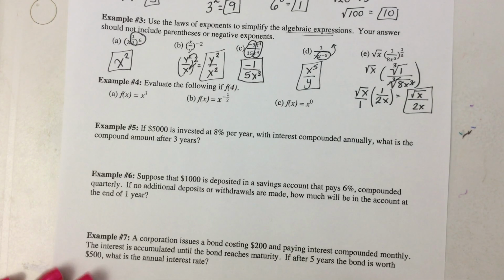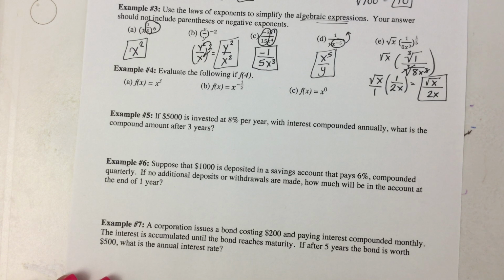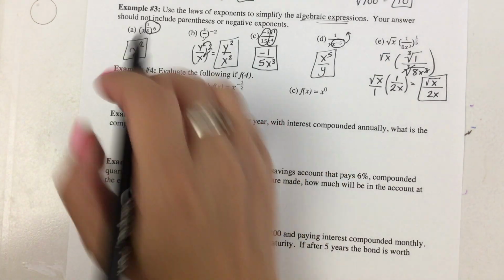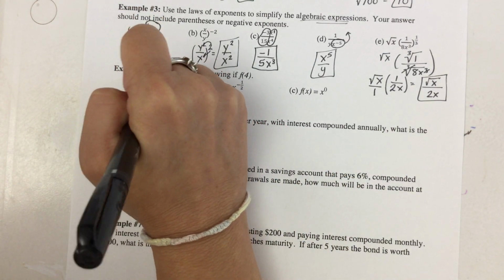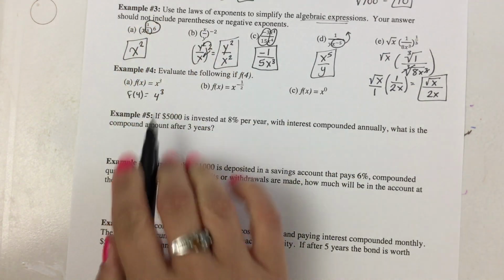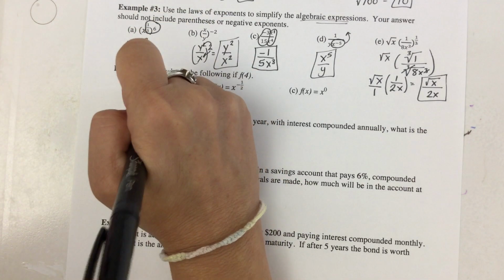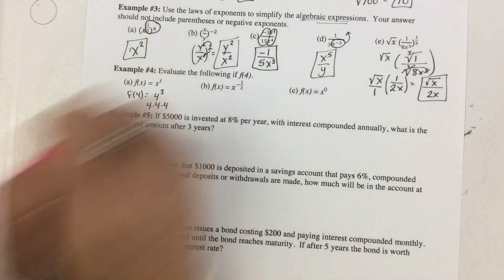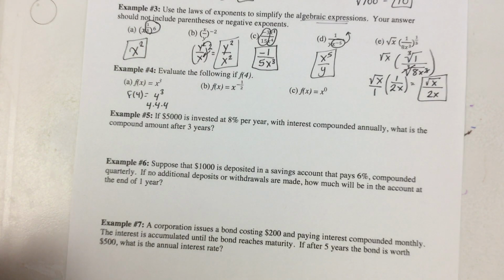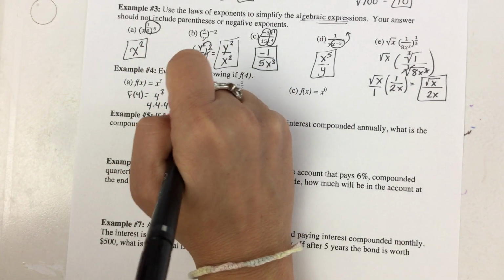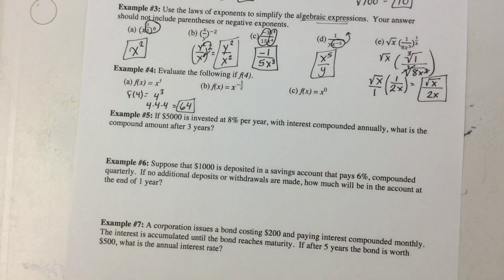We can evaluate functions that contain exponents. They also contain variables. If I have f of 4, what that means is I'm going to go here, and wherever there's an x, I have to put in a 4. So 4 to the power of 3 means 4 times 4 times 4. If I take 4 times 4 times 4, my solution is 64.